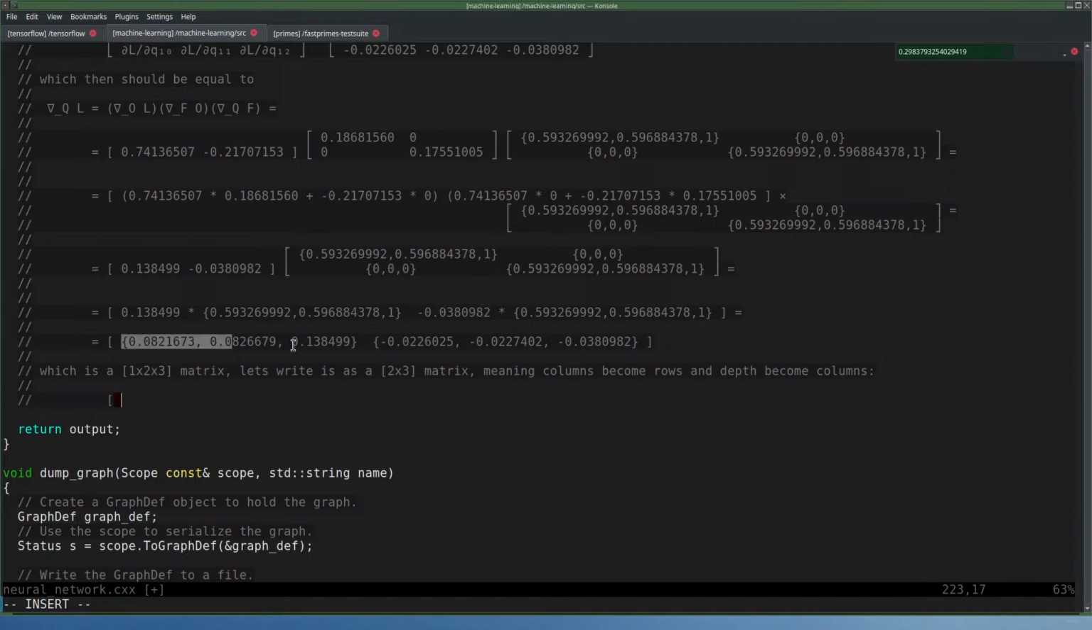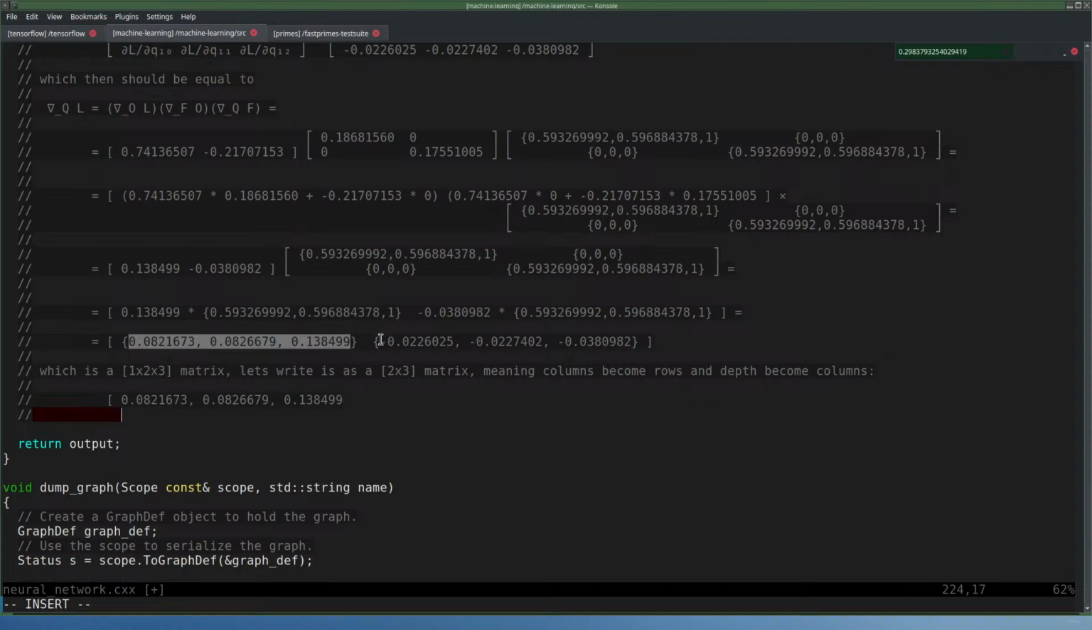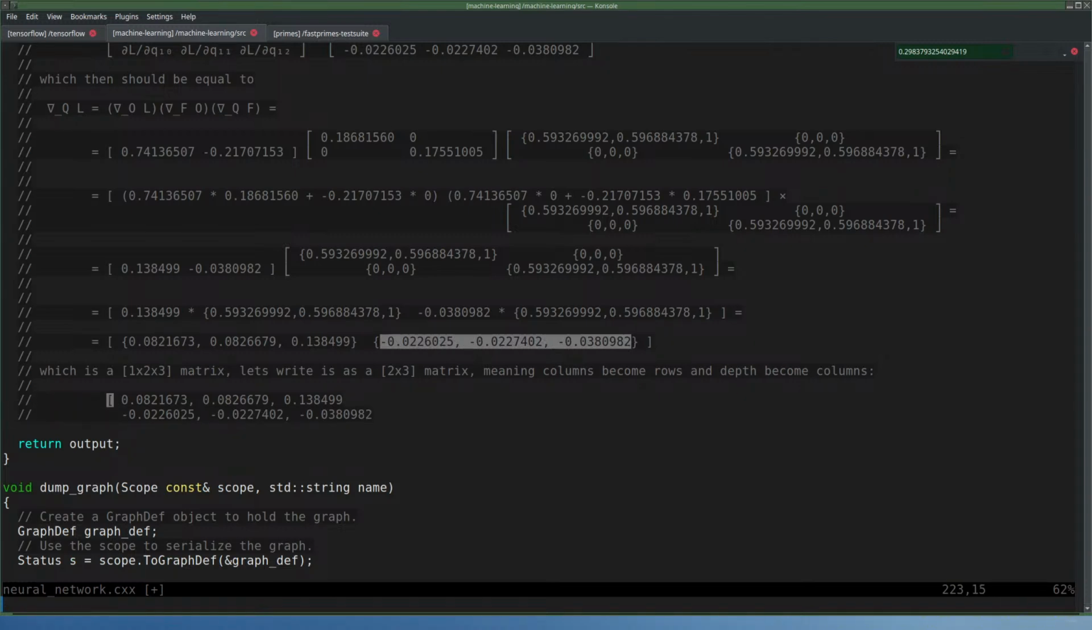So the columns, this is the first column, that's the second column. That becomes rows. So this is now the first row. And the depth becomes columns. So yeah, it's just that thing on the first row, and that thing on the second row. But we lose the comma. And we get different braces. It's now 2 rows.